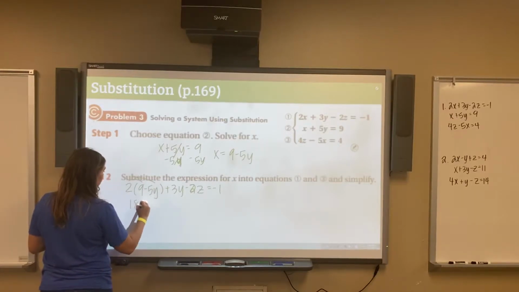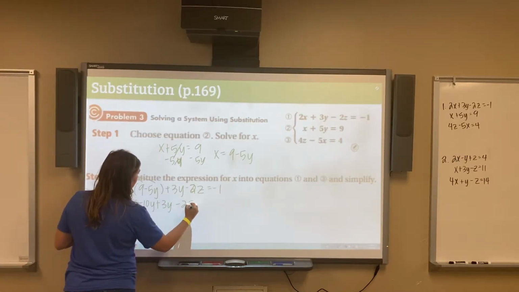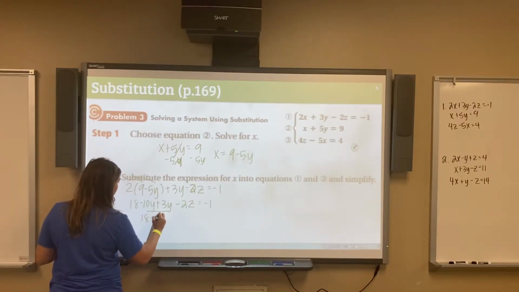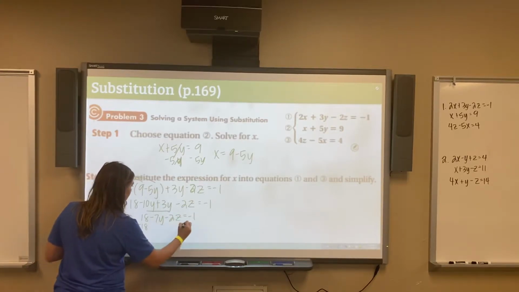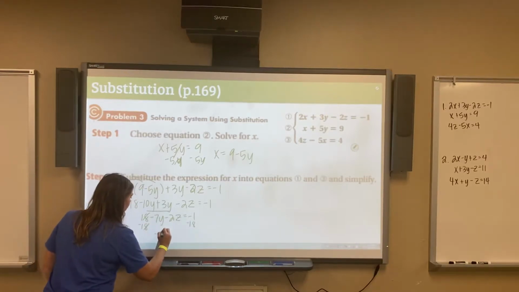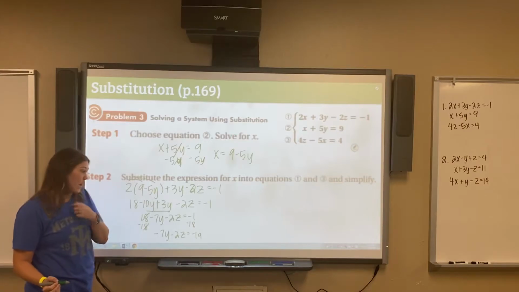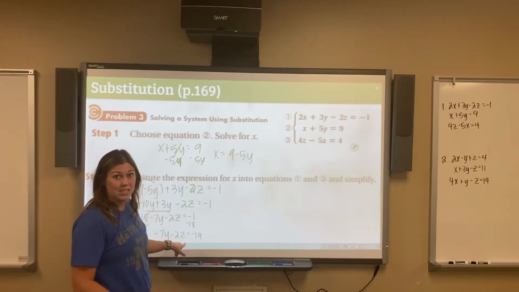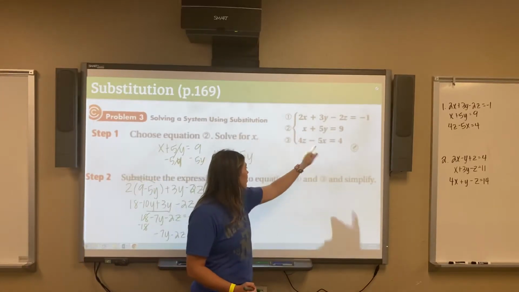So we have 18 minus 10y plus 3y minus 2z equals negative 1. Simplify here: we got 18 minus 7y minus 2z equals negative 1. Subtract 18 to combine like terms, and we have negative 7y minus 2z is equal to negative 19. Okay, so there is our first equation. If you notice, it's in terms of y and z, so hopefully this next one will be too, and spoiler, it will. So we're going to plug x into this one now.